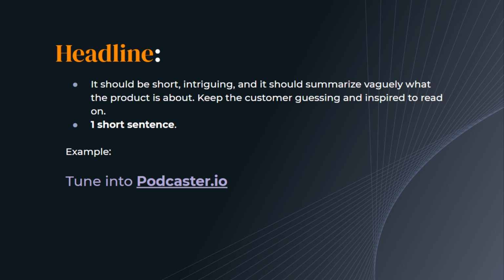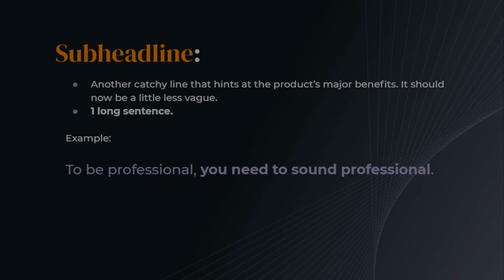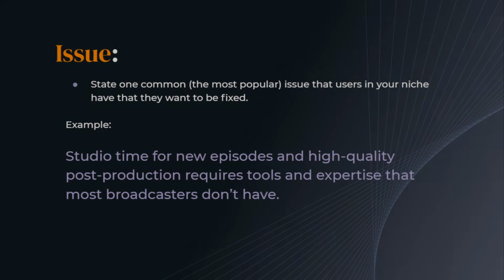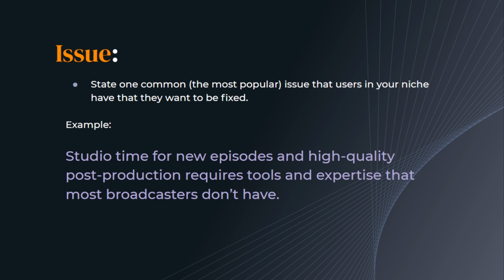Example: tune into podcaster.io. Subheadline: another catchy line that hints at the product's major benefits. It should now be a little less vague. This time, make it one long sentence. Example: to be professional, you need to sound professional. Issue: state one common, the most popular, issue that users in your niche have that they want to be fixed. Example: studio time for new episodes and high-quality post-production requires tools and expertise that most broadcasters don't have.